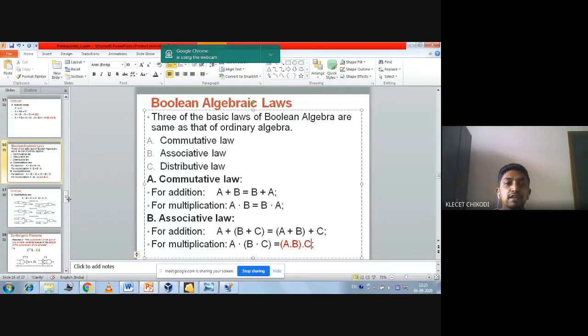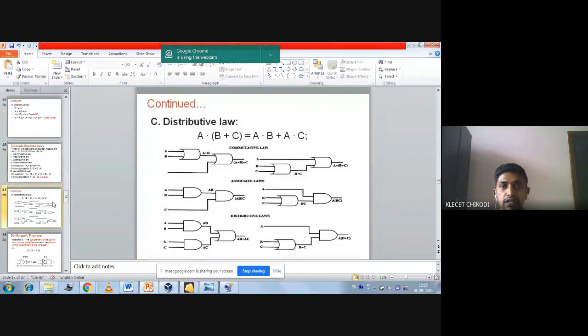Now we'll see the distributive part, that is the distributive law. It will be A into (B plus C) is equal to A into B plus A into C. So this is the distributive law.